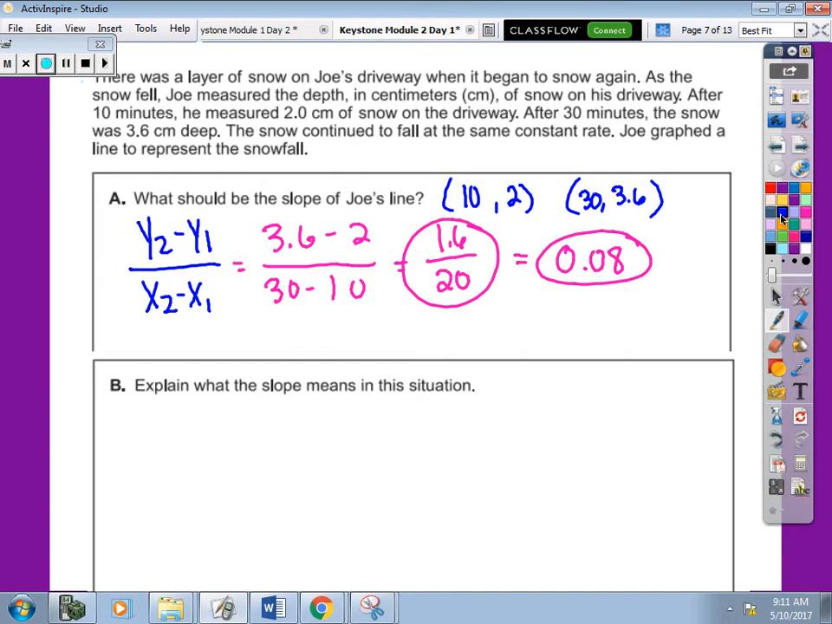Remember, slope is the change in y over the change in x. So the y was the change in the snowfall over the change in the time. So this would really be... Does no one really know, or they're just not willing to say? Makes me nervous. Bailey? 0.08 centimeters of snow every minute. Yes, 0.08 centimeters of snow every minute.